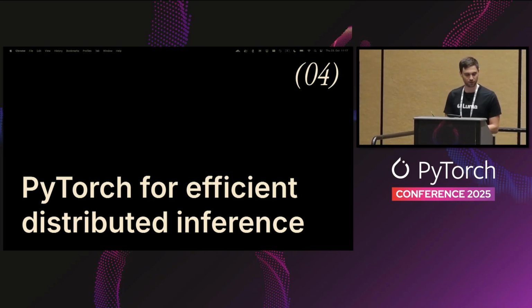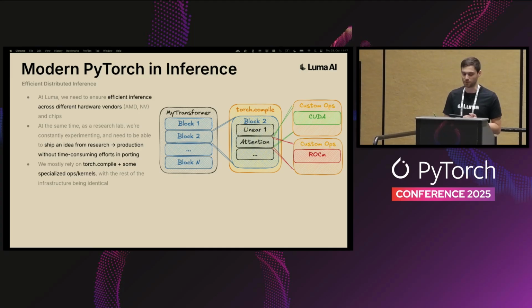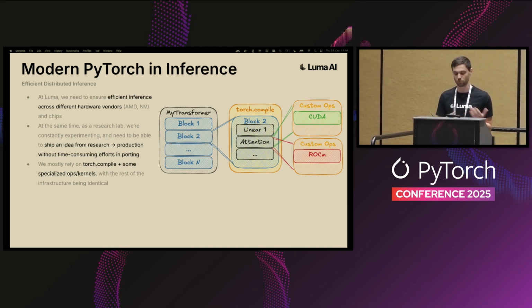And now for the final part of the talk, I'm going to be chatting about some of the things we do for distributed inference. At Luma, we need to ensure we have efficient inference across different hardware vendors like AMD, NVIDIA, and different generations of chips. At the same time, as a research lab, we're constantly experimenting, so we need to be able to ship an idea from research to production really quickly sometimes. And we mostly, here as well, rely on Torch compile and some specialized ops and kernels to deal with that.